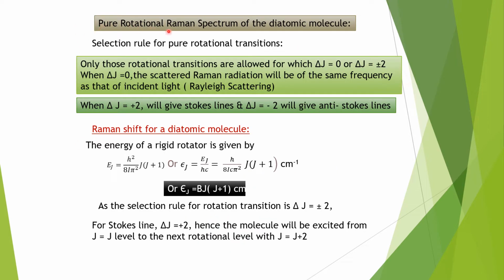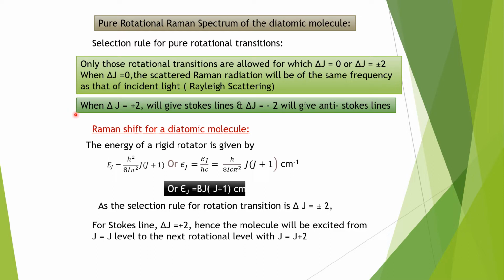Pure rotational Raman spectrum in case of diatomic molecule. First, we will see the selection rule for pure rotational transitions. So, only those rotational transitions are allowed for which del J is equal to 0 or del J is equal to plus minus 2. When del J is equal to 0, the scattered Raman radiation will be of the same frequency as that of the incident light, and that we call Rayleigh scattering.